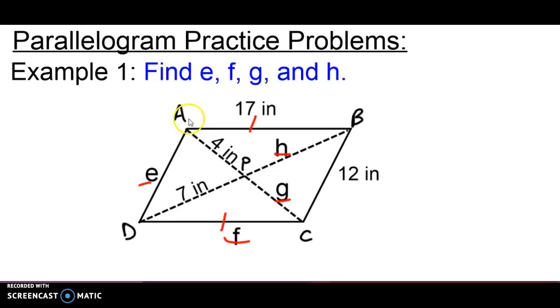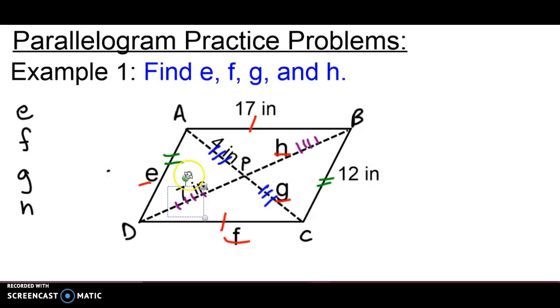I can also say AD is congruent to BC. Then if we go in and start talking about our diagonals, I know that AP is congruent to PC. And then finally, I know that PB is congruent to DP. So this information should be able to help us to actually solve for E, F, G, and H. Okay, so let's look at E first.